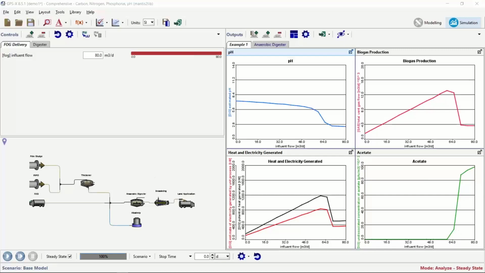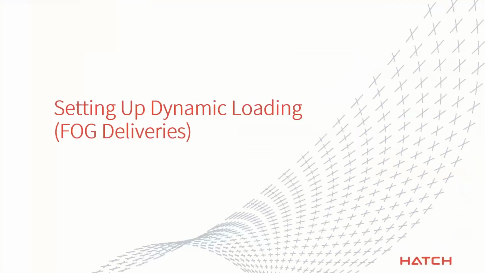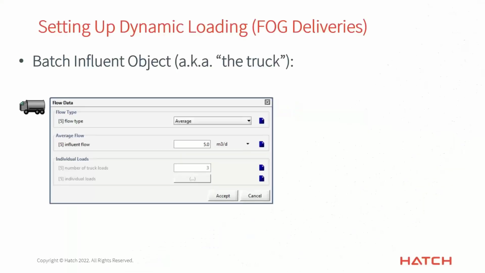Okay, so let's go back here. And lastly, I wanted to talk about setting up dynamic loading. So again, this would be bringing in a short-term, high-concentration batch delivery of something to go in your digester. And in that case, we're using the truck influent object. We call it the batch influent, but it's basically the one that looks like a truck.